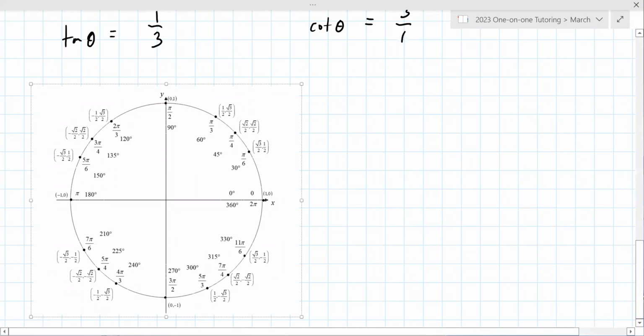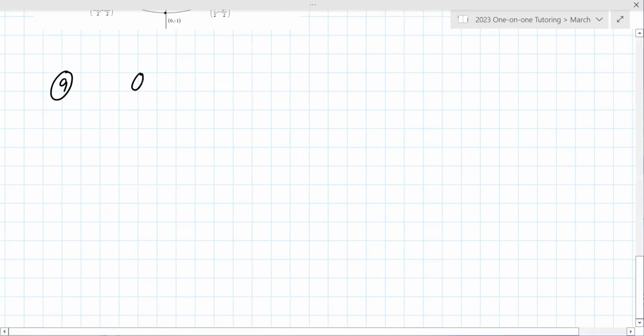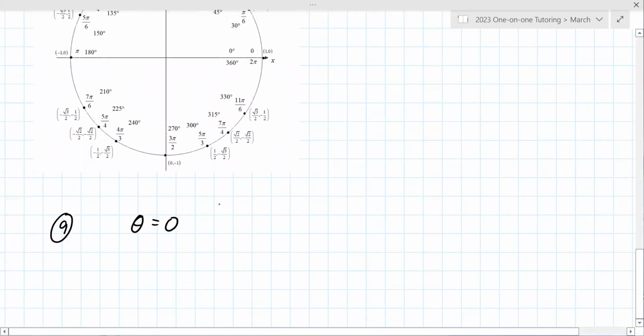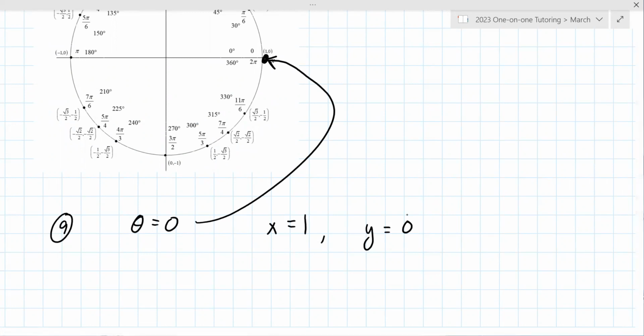So we're going to look at number 9. Okay, so 9 says theta equals 0. It says the angle is 0. So on the unit circle, it's literally this spot right there, where x is 1 and y is 0. So it's not a triangle because it's on the axis. It's just an x and a y value. Right. And that is enough to be able to do what we need to do here.